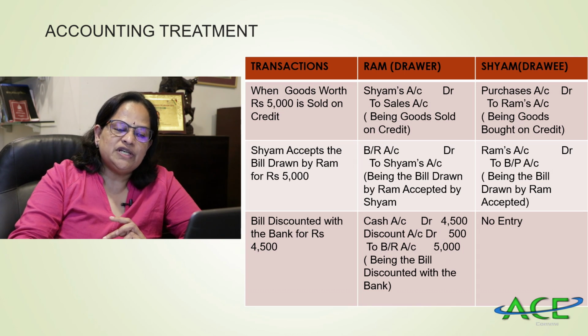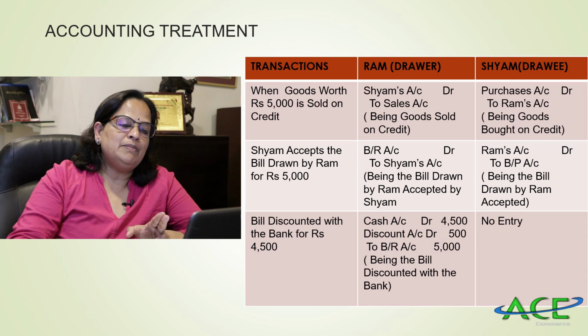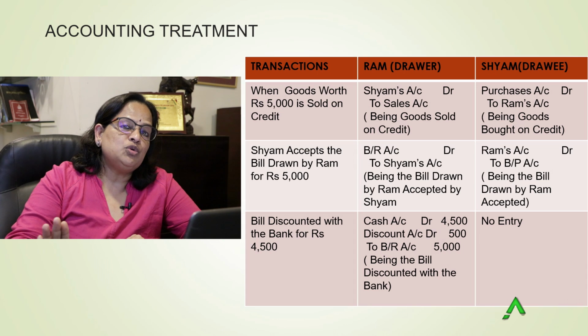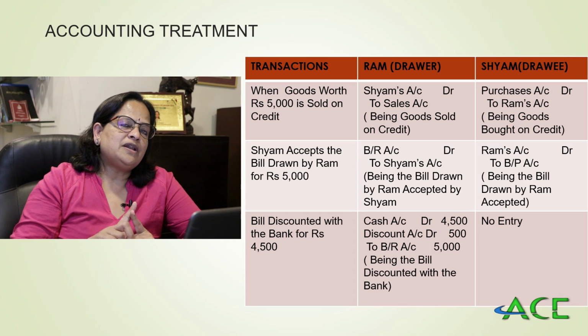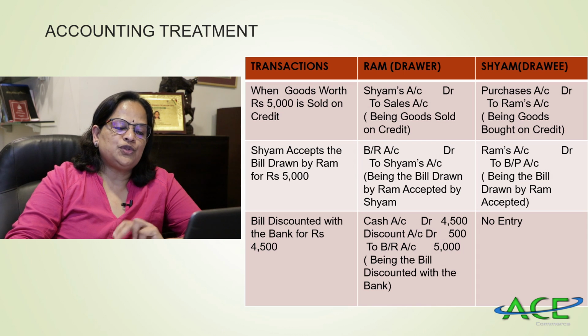So in the books of Shyam it will be Ram's account debit to bills payable account, being the bill drawn by Ram accepted. Now the bill is discounted. Ram is discounting the bill with the bank. So there will not be any entry in the books of Shyam. This is between Ram and the bank. So the bill is discounted with the bank for rupees 4,500.